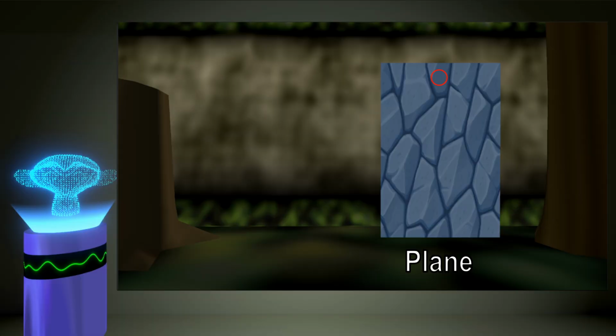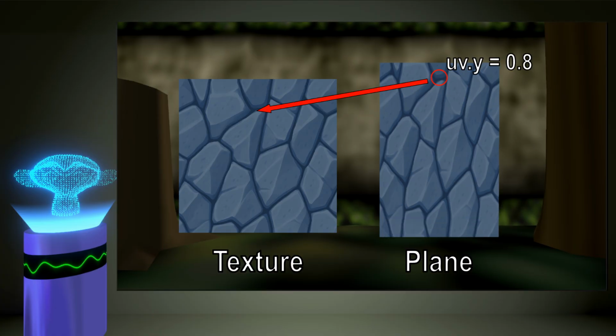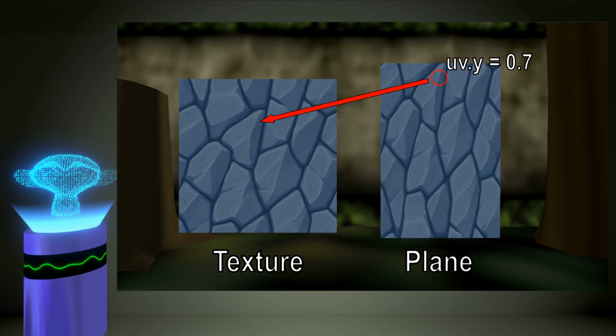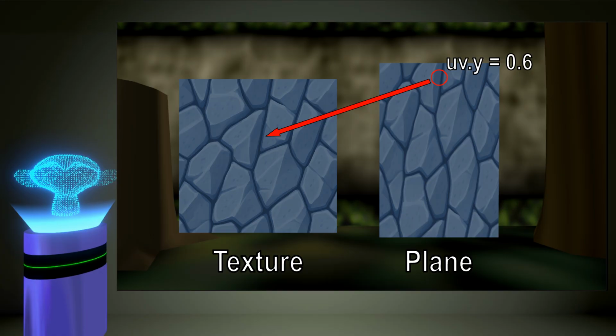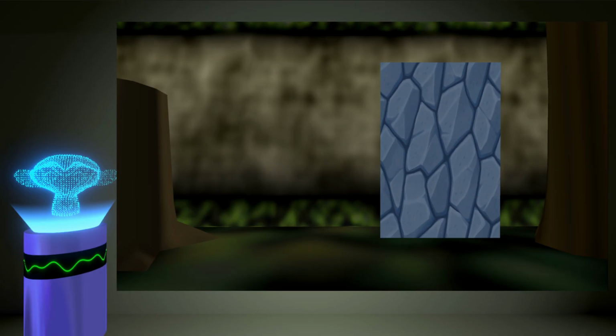Instead, imagine a single spot on our plane, somewhere near the top. By default, this point will have a large UV.Y component, so it will naturally grab a point high up on the texture. If we repeatedly subtract values from this UV.Y coordinate, it will of course point to lower and lower spots on the texture. Do this smoothly and continuously, and the texture will appear to slide right up the plane.